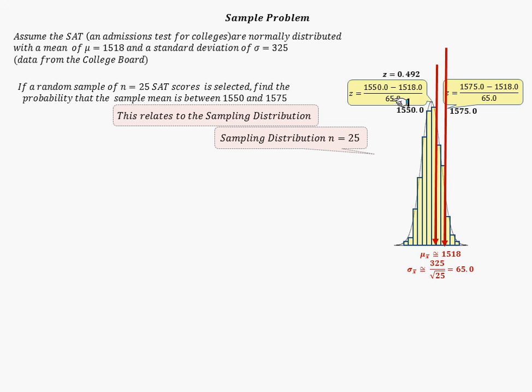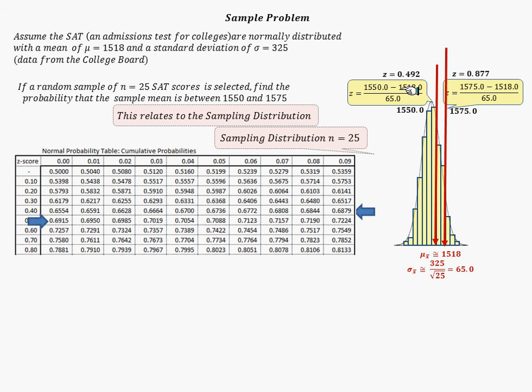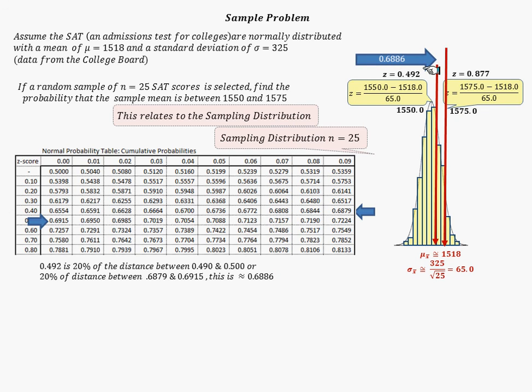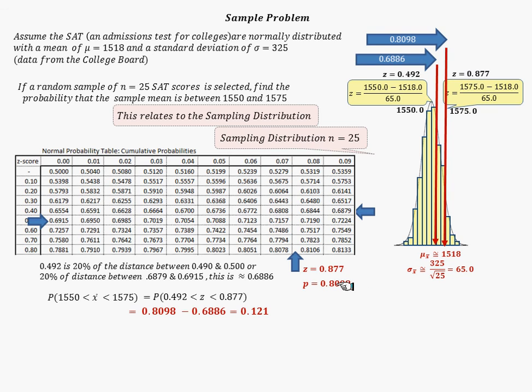The Z score on the left here is 0.492, on the right 0.877. Going to the table, you can see here the value between these blue arrows is 0.6886, which represents the area up here, and for the other one, 0.877, that number is 0.8098. Check your table, and of course the probability of the x bar being between 1550 and 1575 is the difference between these two values, or 12.1%.